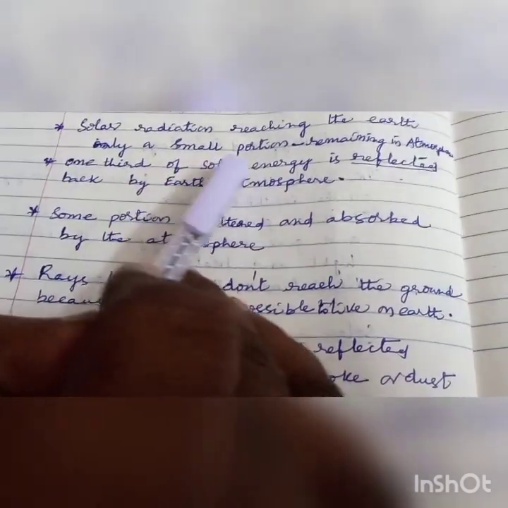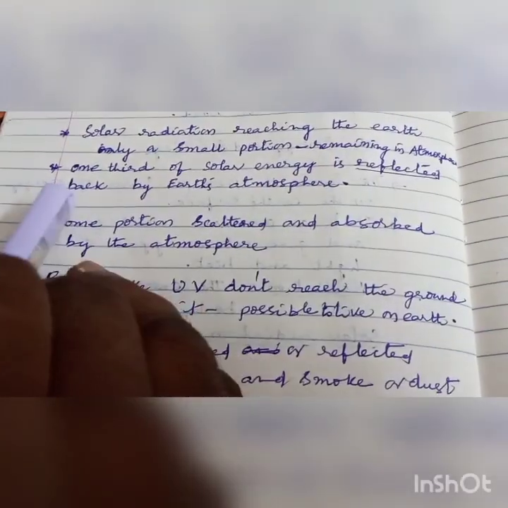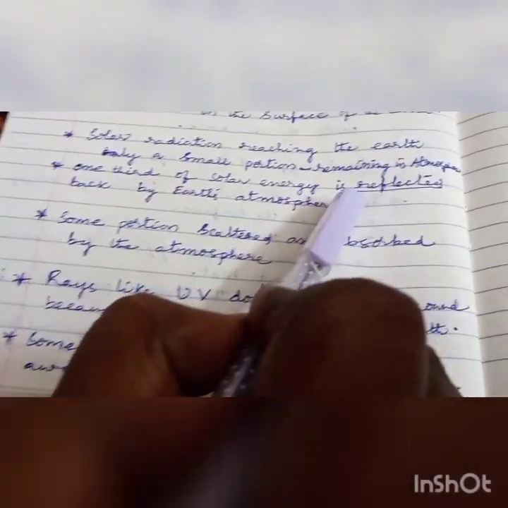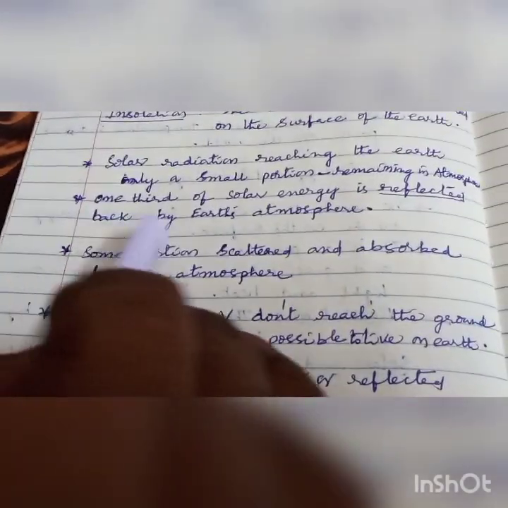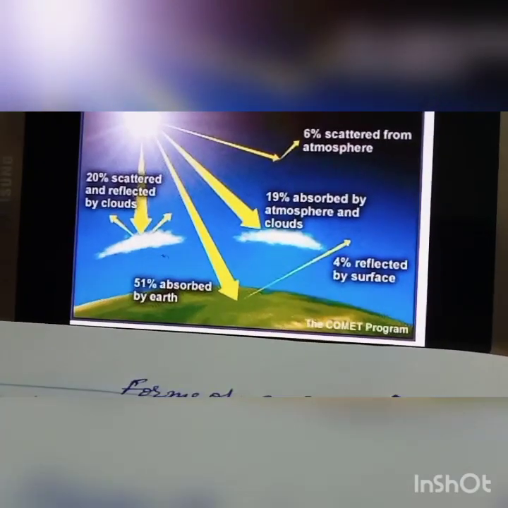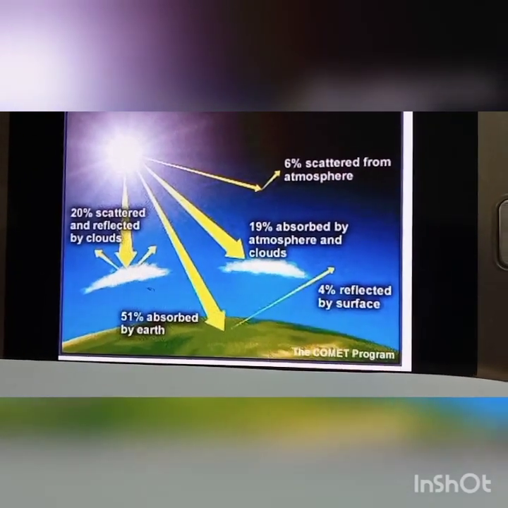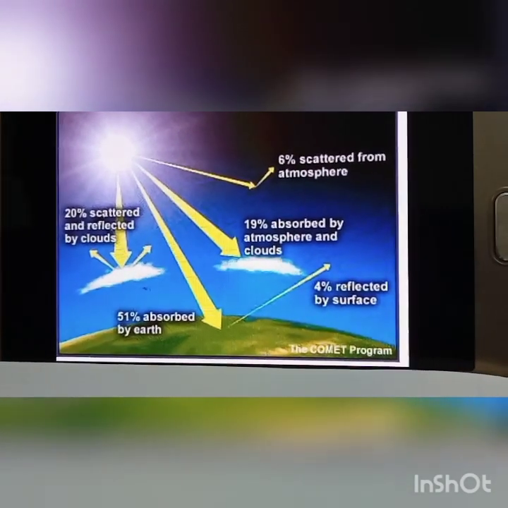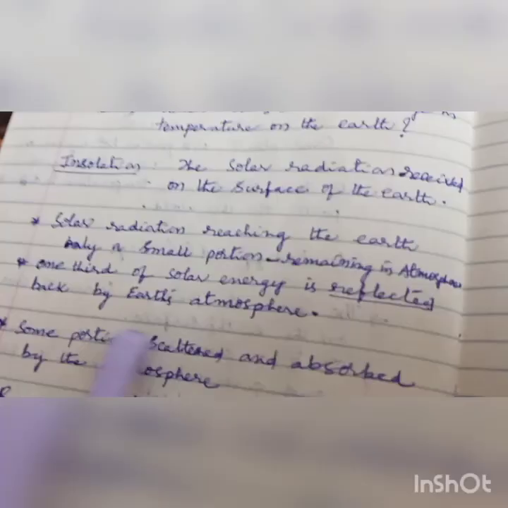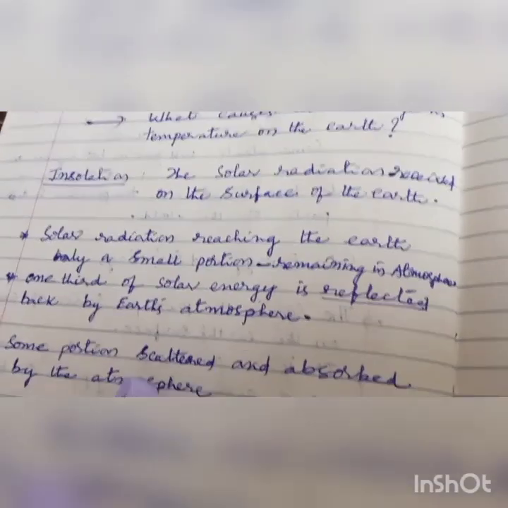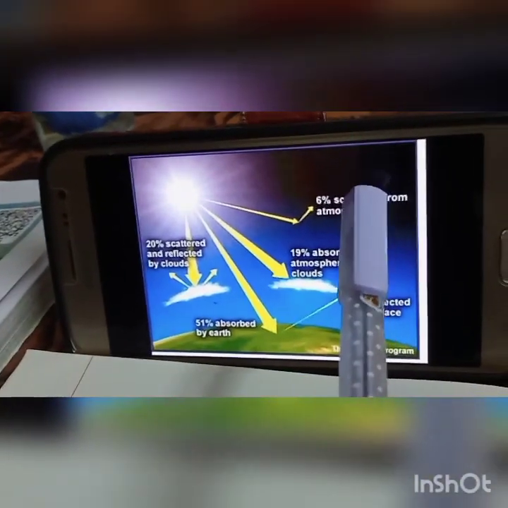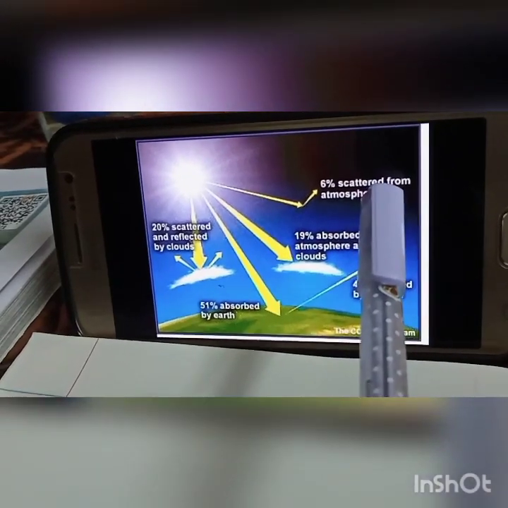That is, one third of solar energy is reflected back by Earth's atmosphere. So of the insolation, one third is reflected back by the atmosphere, and some portion is scattered and absorbed by the atmosphere. See here, about 6% of the solar energy is scattered by the atmosphere.